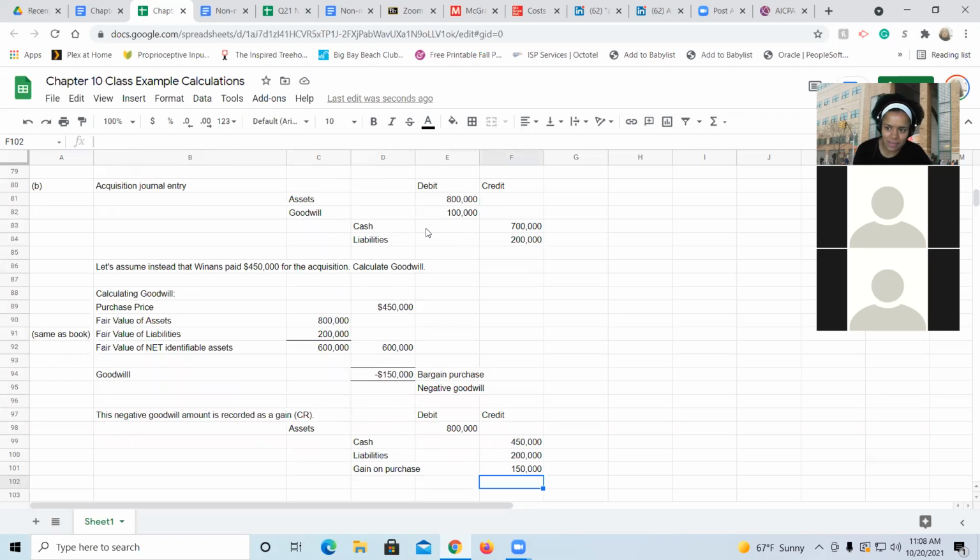So that's what it looks like if you end up paying less for the company than the fair value of the net identifiable assets. That's a bargain purchase. So that's goodwill recognition and the bargain purchase. Like I said, when we get to chapter 11, we will go into impairments.